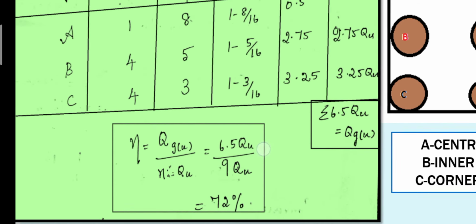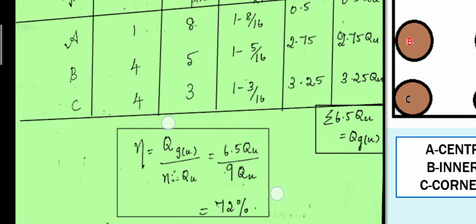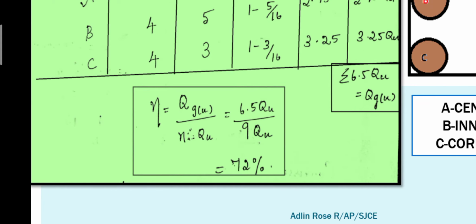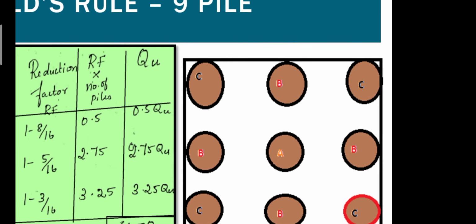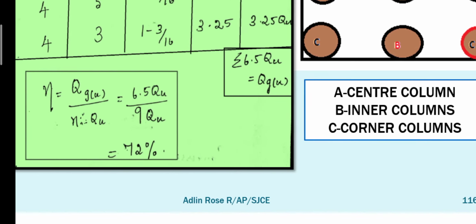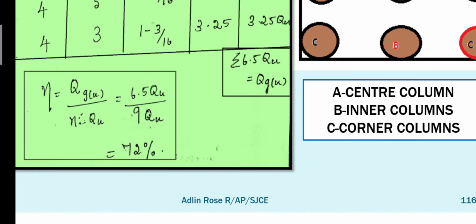Now we know that the efficiency of the pile group is equal to QUG divided by N into QU. QUG, which we just found from the table, is 6.5 QU, divided by N into QU. N is the total number of piles. How many piles are there in total? 9. So 9 into QU. The numerator and denominator both have QU, so we cancel QU. We get 6.5 by 9, which is 0.72, and that is 72 percent. I hope you have understood this.